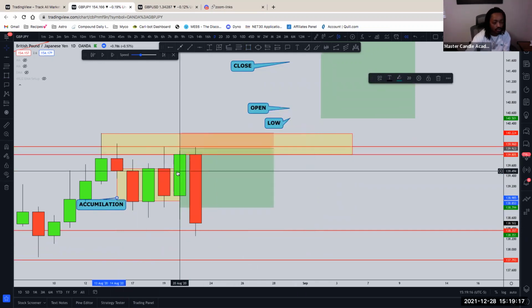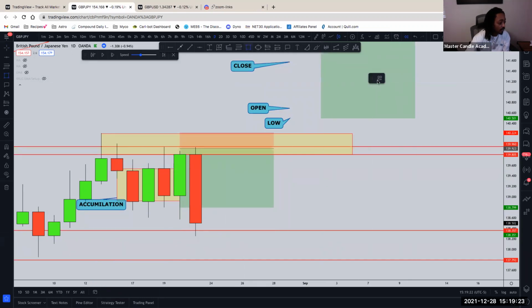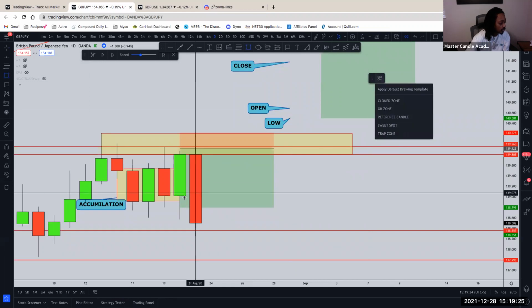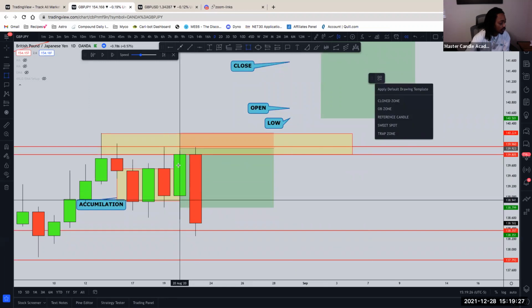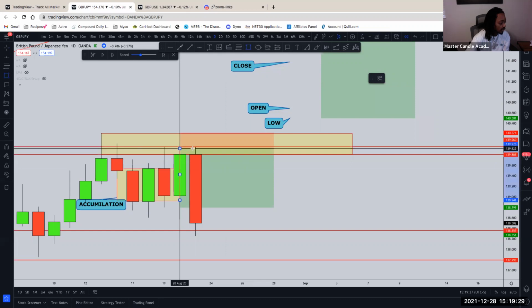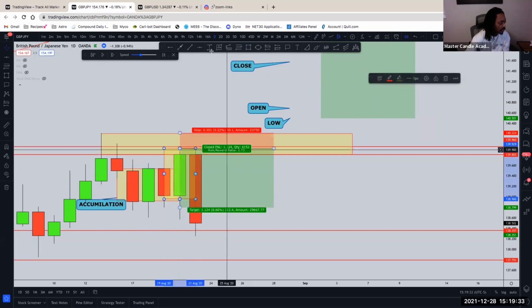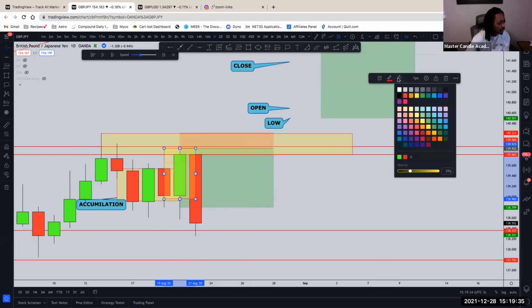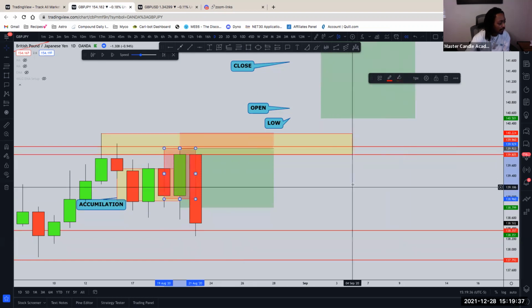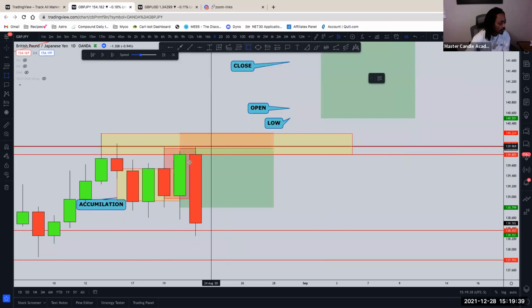What did this candle do? It manipulated the market and made people think price was gonna go bullish. Oh my gosh, price is going bullish. I need to buy this market. Oh man, let me buy. What? For what? Distribute.